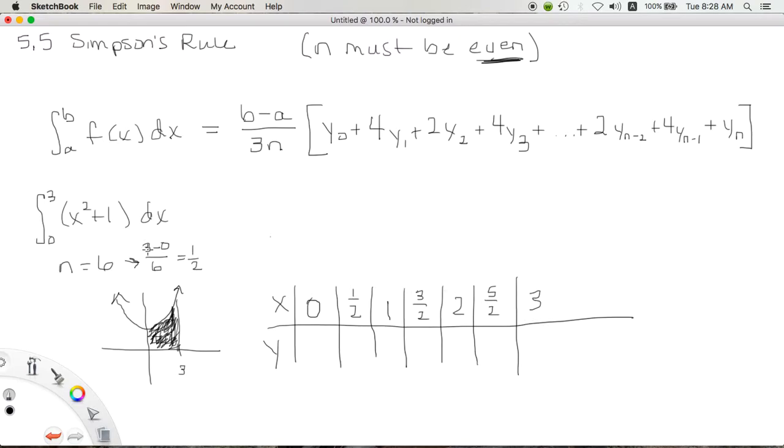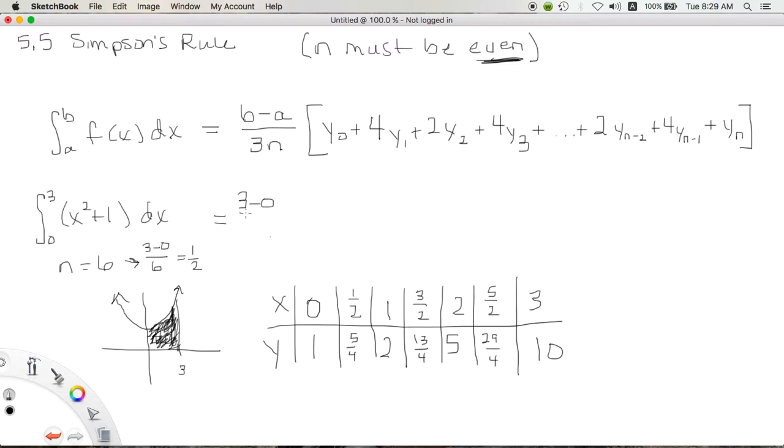So we plug in our values to our function so we can get the y values that go with it. If we plug in 0, we get y is 1. If we plug in 1/2, we square that, we get 1/4 plus 1, so we get 5/4. 1 squared plus 1 is 2. 3/2 squared is 9/4, plus 1 gives us 13/4. 2 squared is 4, plus 1 is 5. 5/2 squared is 25 over 4, plus 1 gives us 29 over 4. 3 squared is 9, plus 1 gives us 10. So we can now just plug this in, and we will get our answer.